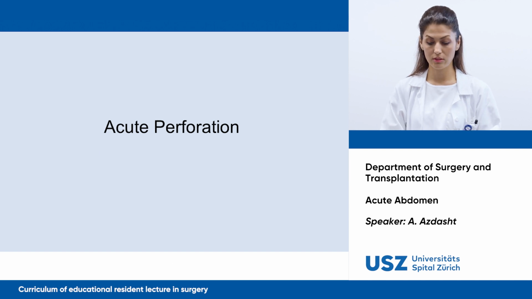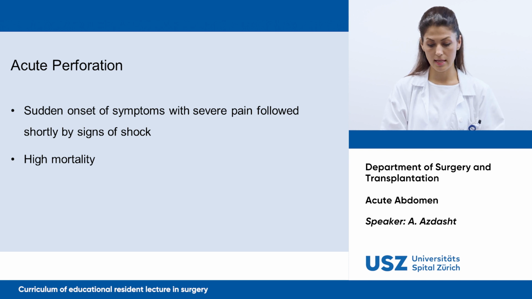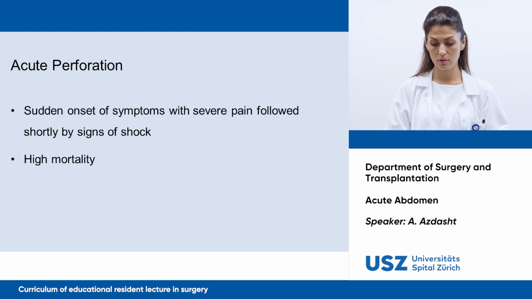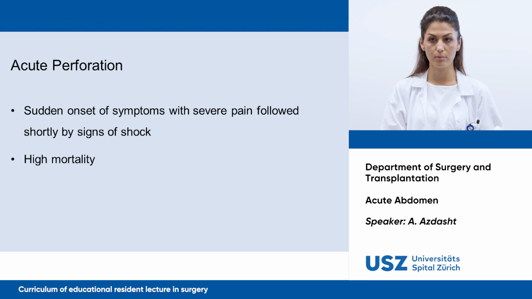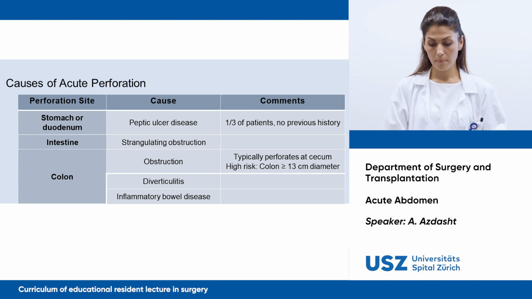And the last topic I would like to present is the acute perforation, as it can result from an AMI or an obstruction. It is so dangerous because you have really little time from the onset of the symptoms until the first signs of shock, causing a high mortality rate. It can occur in the stomach or in the duodenum in case of peptic ulcer disease, or by obstruction if it's in the intestines. It can also take place in the colon if you have any obstructions, diverticulitis or IBDs.